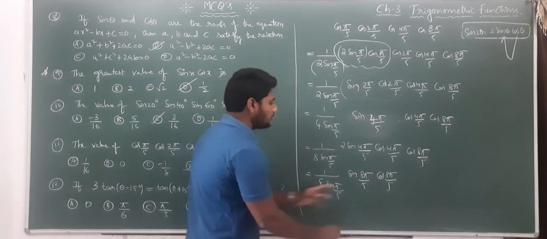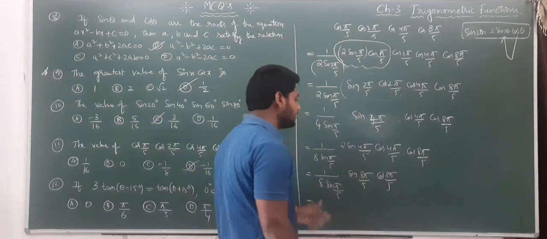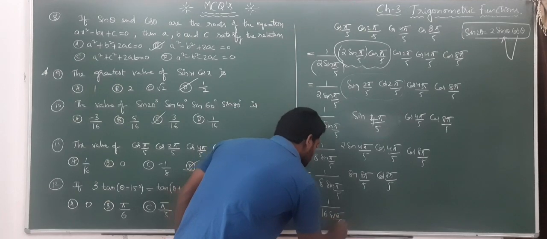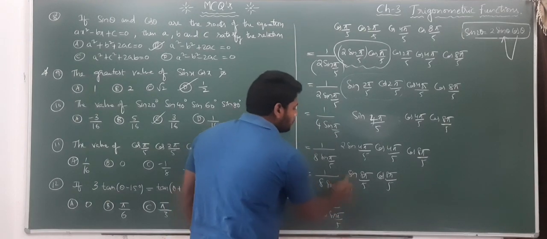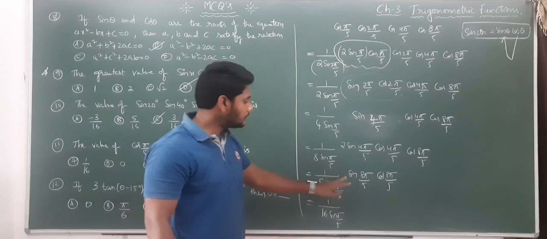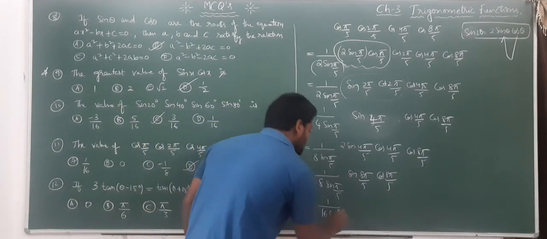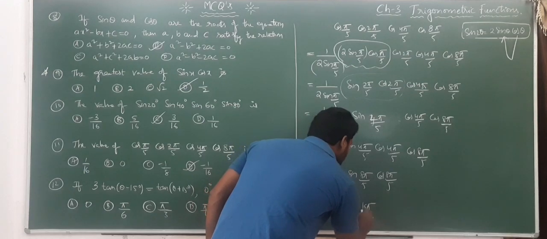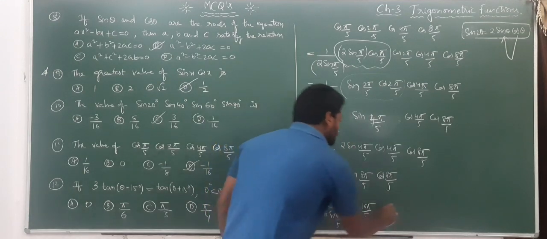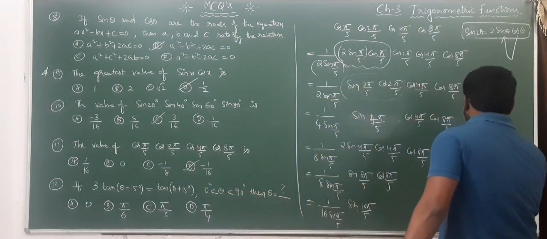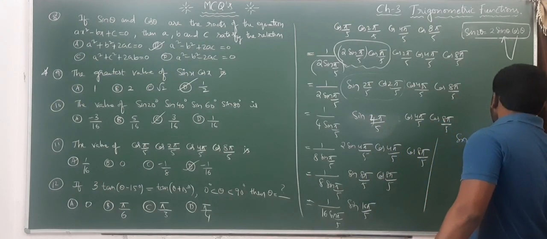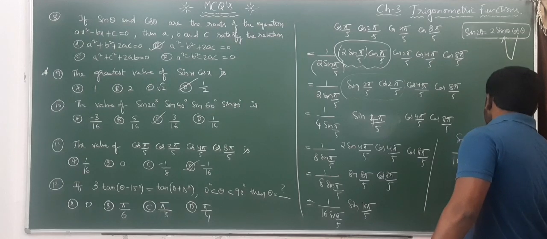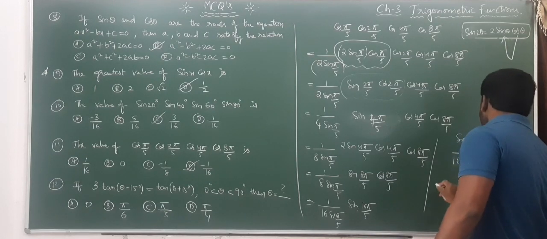Now again, in the form of sin theta cos theta, you need to multiply and divide by 2. So it will be 1 by 16 sin pi by 5 into... If you multiply by 2 here, it will become 2 sin theta cos theta, which is sin 2 theta. So sin 2 into 8 pi by 5, that is 16 pi by 5. Ultimately what we got here is sin 16 pi by 5 divided by 16 sin pi by 5.